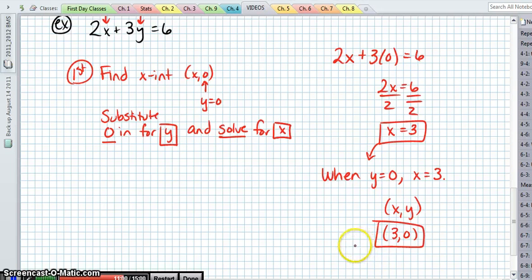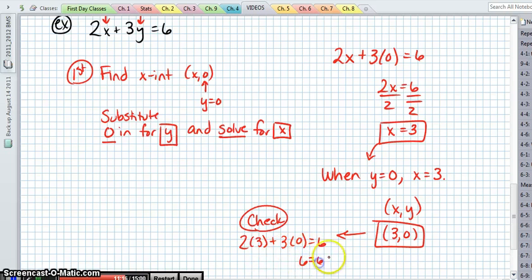And again, you can check it. I'll check it over here. So 2 times 3 plus 3 times 0 should equal 6. Well, is that true? 2 times 3 is 6, plus 3 times 0 is 0, 6 equals 6. That is true. So this point makes the equation true. And it also happens to be the x-intercept. Let's go ahead and find the y-intercept.